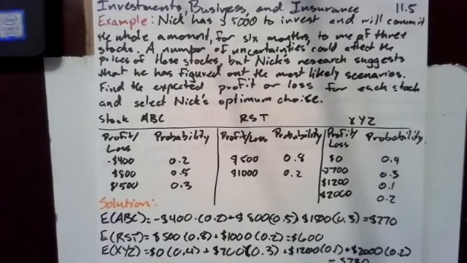In this video, we will discuss applications of expected value to investments, business, and insurance. We're going to start off with an example. Nick has $5,000 to invest and will commit the whole amount for 6 months to one of 3 stocks. A number of uncertainties could affect the prices of those stocks, but Nick's research suggests that he has figured out the most likely scenarios. Find the expected profit or loss for each stock and select Nick's optimum choice.